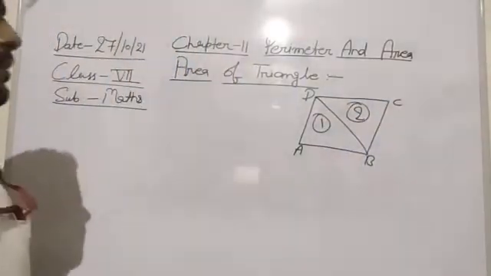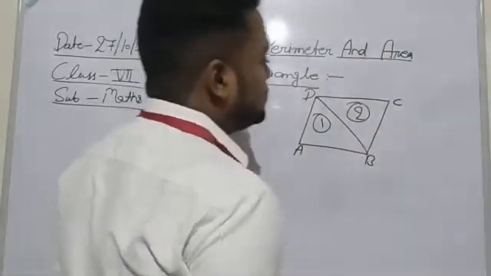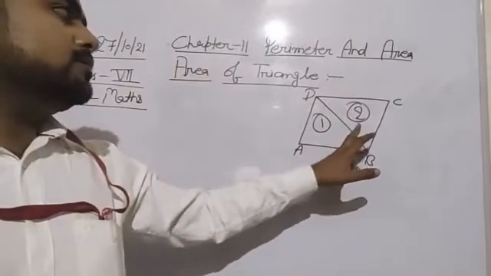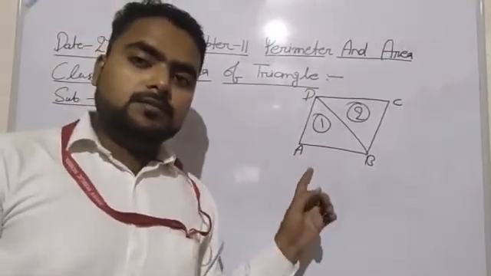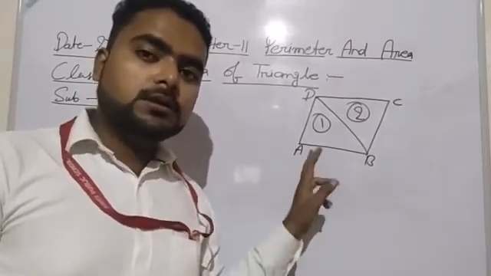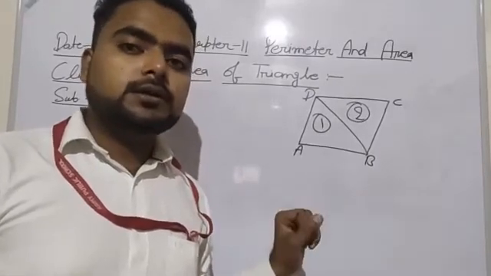Then we can easily observe that this diagonal makes two equal parts of this parallelogram. This diagonal separates the parallelogram into two equal parts. So the two parts are two triangles, and both the triangles are equal in area.